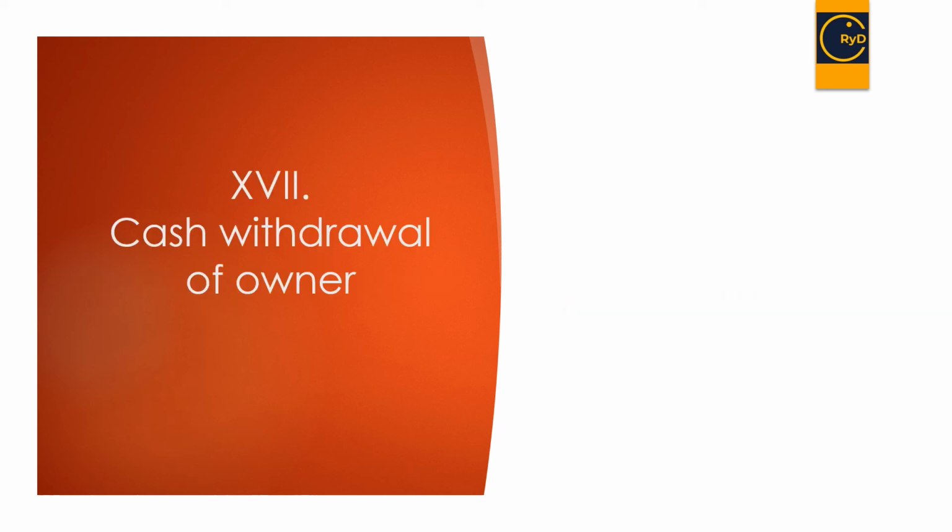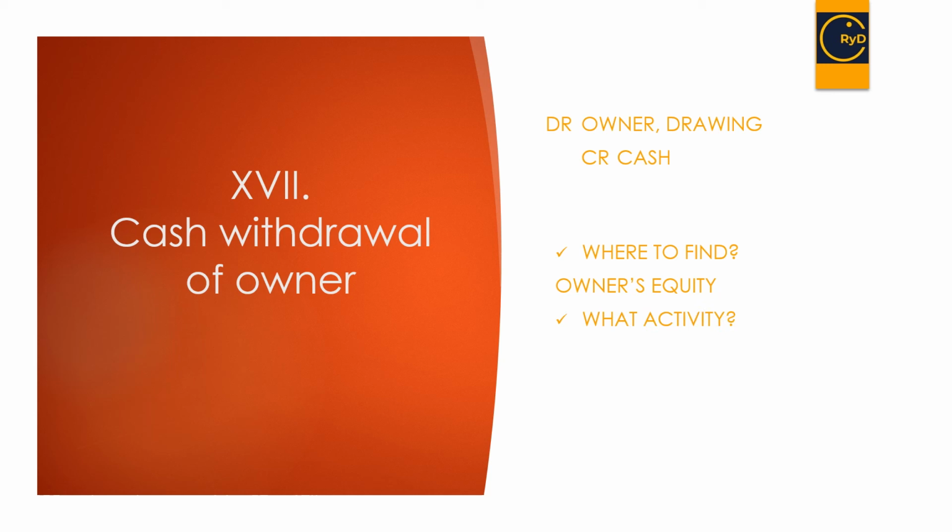Next, we have our cash withdrawal of the owner. So our entry would be debit owner's drawing and then credit cash. So where can we find the withdrawal? The drawing, it is in our owner's equity. It is a component in our owner's equity. And the activity is financing.